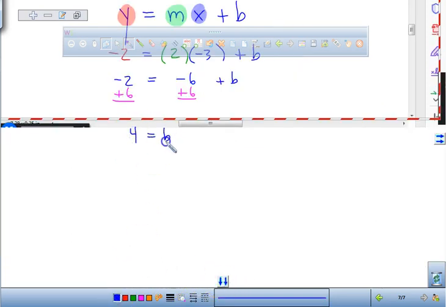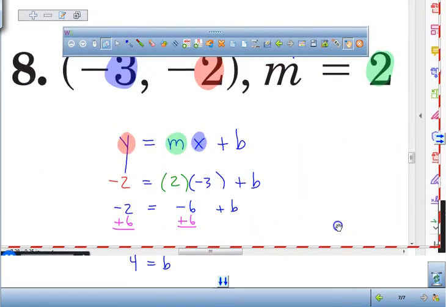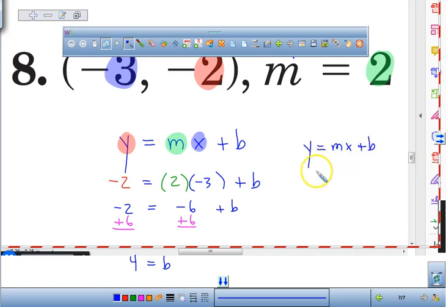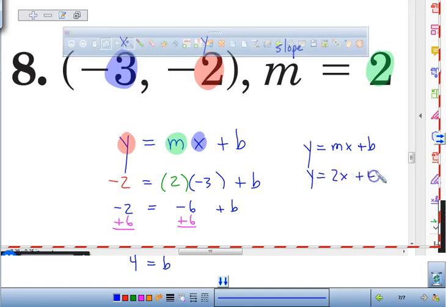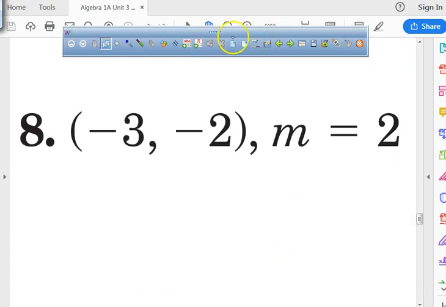b equals 4. So if our y-intercept is equal to 4, and we want to write this in slope-intercept form, we'd say y equals 2x plus 4. That's your final answer. Y equals 2x plus 4. All right.